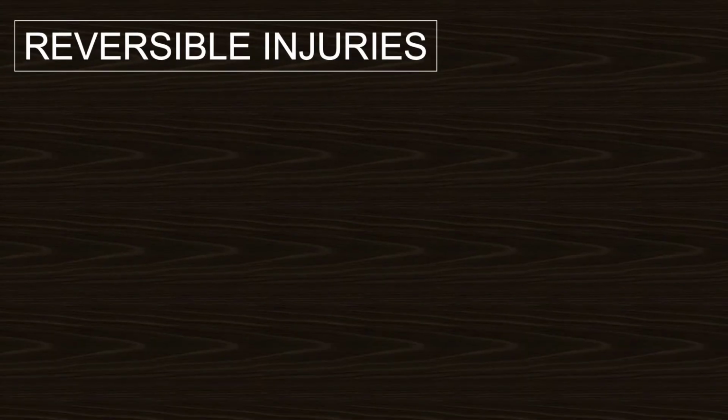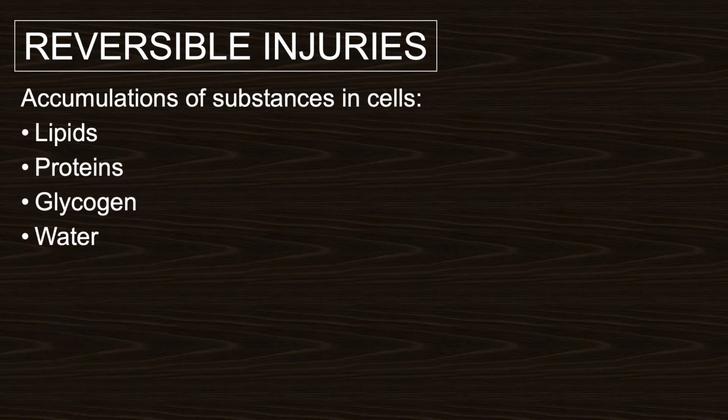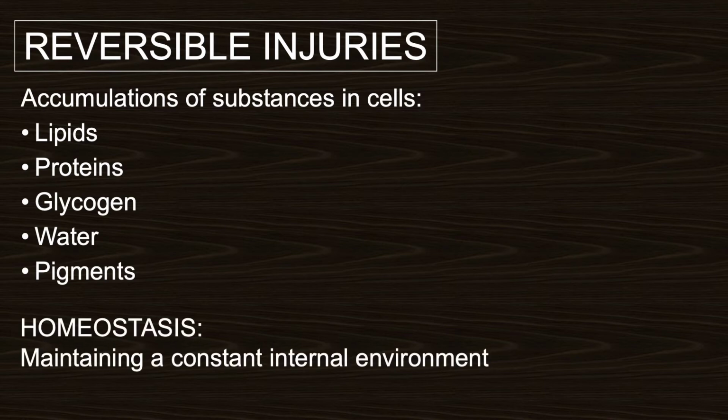Injuries that are often purely reversible are due to accumulations of substances in cells, as in accumulation of lipids or proteins or glycogen or water or pigments, and the list goes on. All of these are supposed to be in the cell, but only at normal concentrations. Remember the saying, too much of a good thing is a bad thing. This ties in with the principle of homeostasis, maintaining a constant internal environment or milieu.